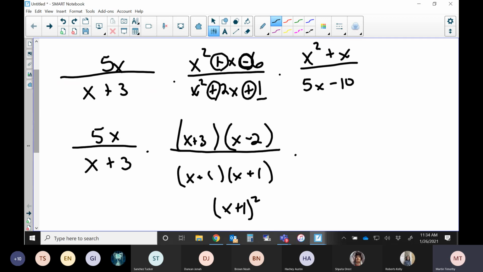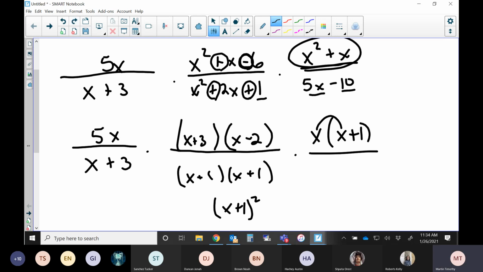And then these guys have a GCF. They have an x in common. When I pull that x out, I'm left with x plus 1, because remember, this times this gets me to x squared, but then this times this gets me that final missing x. And then on the bottom, these guys both have a 5 in common. That's the greatest common factor. And then I'd be left with x minus 2.